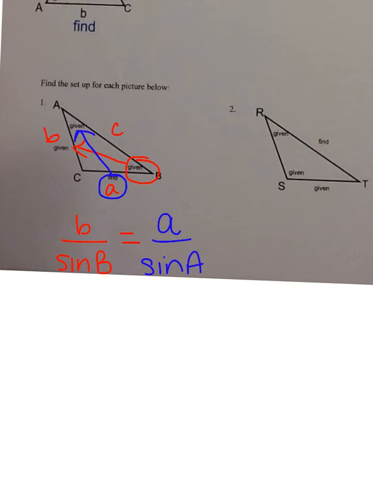All right, so let's take a look at number 2. So I have triangle RST. So let's label the sides. So my sides are little r, little t, and little s. So I have side S, find side S, given angle S. So that would be S over sine of S equals, given side R and given angle R, so that would be R over sine of R. That would be the step.